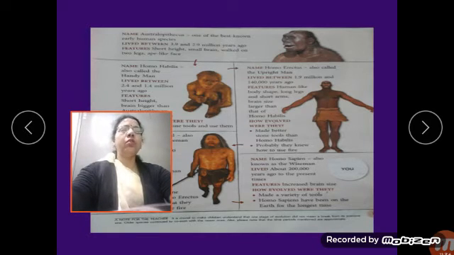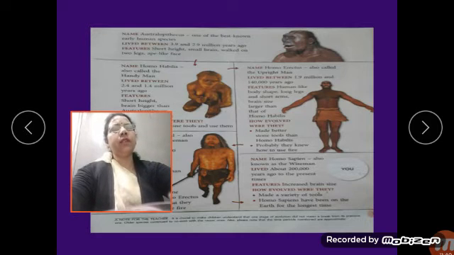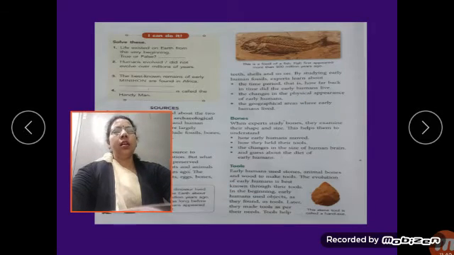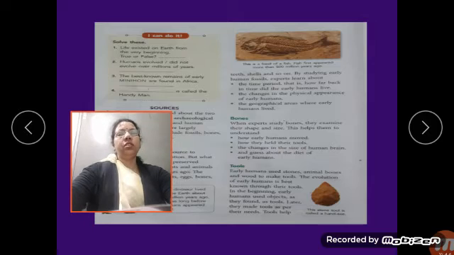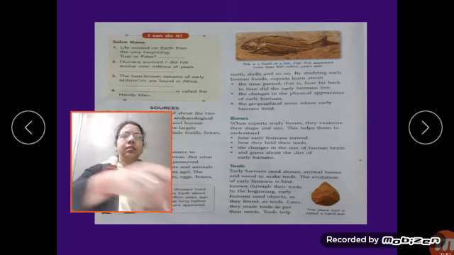They were on the earth for a long period. Clear? Now next you have some questions that you have to solve. It is about the lesson. What are the questions? Just read it.